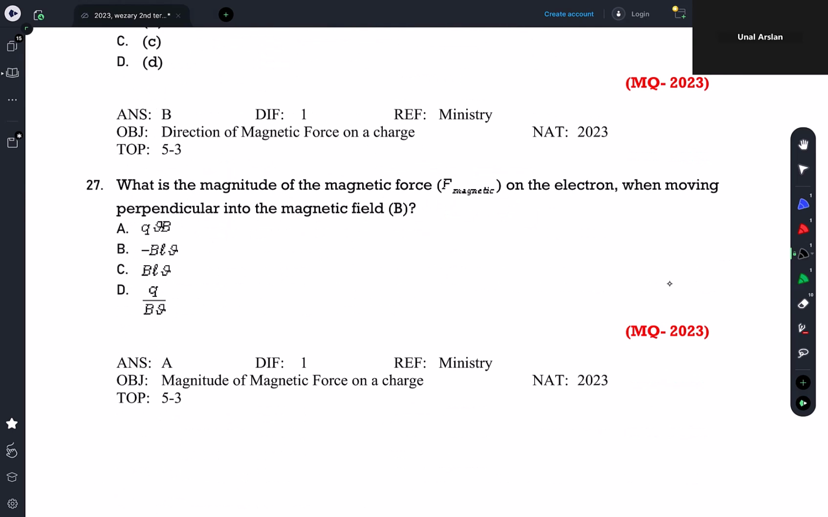What is the magnitude of the magnetic force on an electron when moving perpendicular to the magnetic field? So QVB. QVB is the answer.